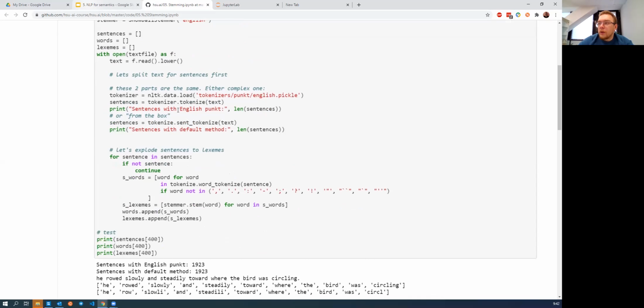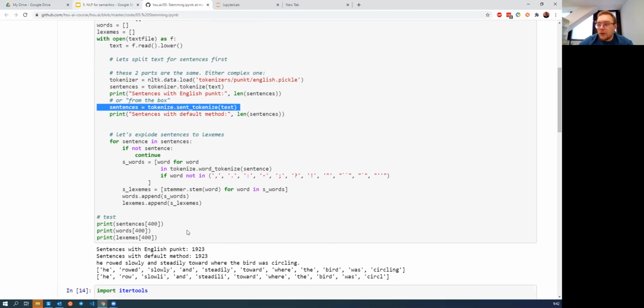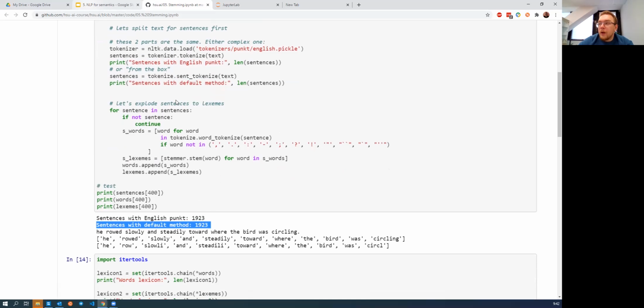For example, there are 2 ways to do tokenization. One shows that we are explicitly applying the English punctuation. So this is the explicit way to do the tokenization. Or you can do it in an implicit way with the default tokenization in NLTK, which is actually the same. You will see that the observation is exactly the same. With both methods, the number of tokens is exactly the same.